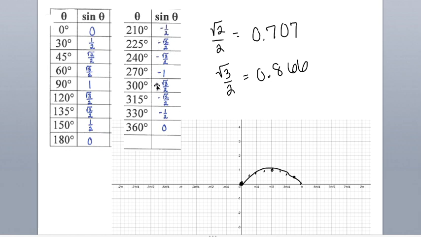Similar values, but now negative, right? This is going down to the negative part of the graph, negative 1/2, negative square root of 2 over 2. So we'll just plot those as we go, negative 1/2, negative square root of 2 over 2, and then down to negative 1 at that 270 degrees, and then working our way back up again.